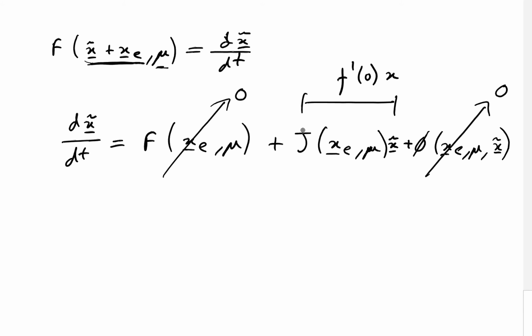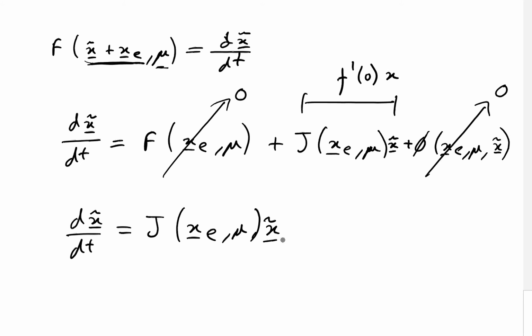Now, my Jacobian, I'm going to come back to what my Jacobian actually means in a minute. But essentially, because this goes to 0 and this goes to 0, I've now got an approximation of my function as the Jacobian at the equilibrium point, times x tilde. Hopefully that makes a bit of sense. So basically, at the equilibrium point, this is what my function is looking like.